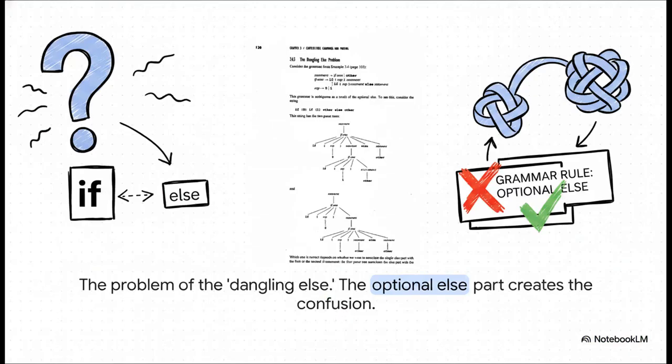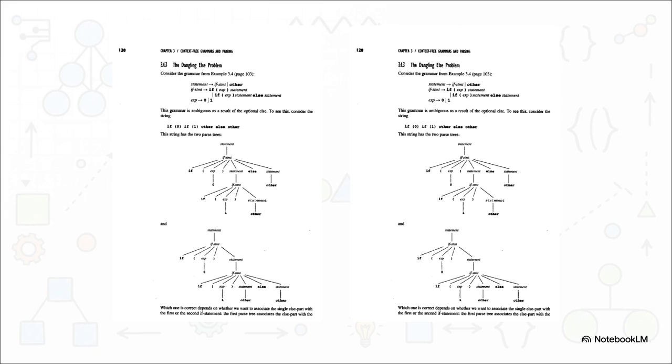So let's circle back to our if statement. The problem is what's called the dangling else. See, the grammar for a lot of languages says that an if statement doesn't have to have an else part. It's optional. And believe it or not, that one little optional rule is enough to create all this confusion. And this slide just perfectly illustrates the problem. When the computer follows the grammar, it doesn't find one way to structure the code. It finds two, and both are perfectly valid.